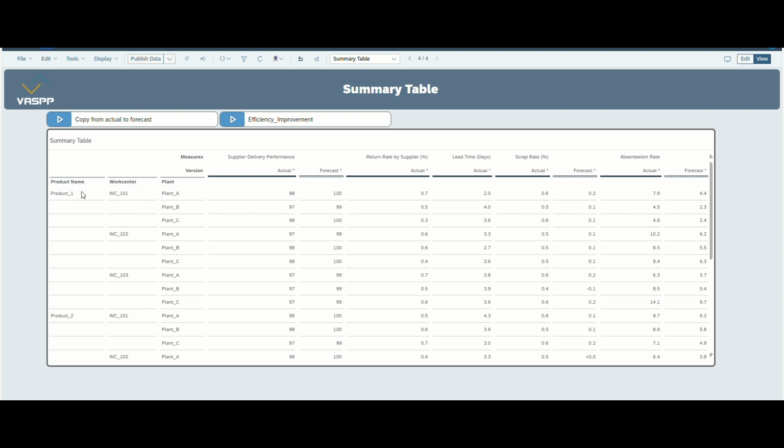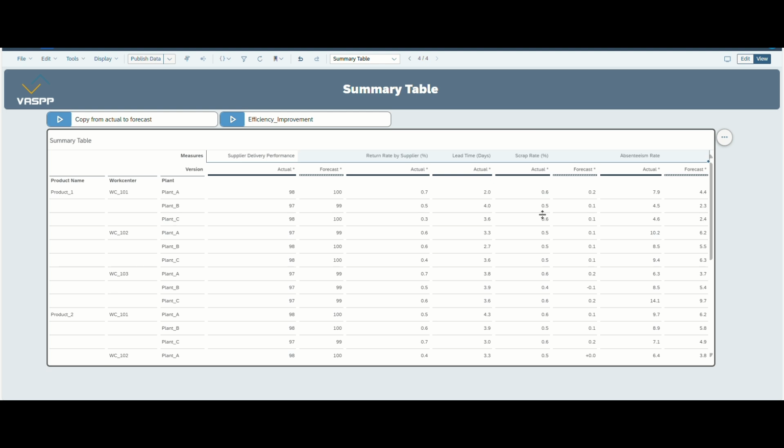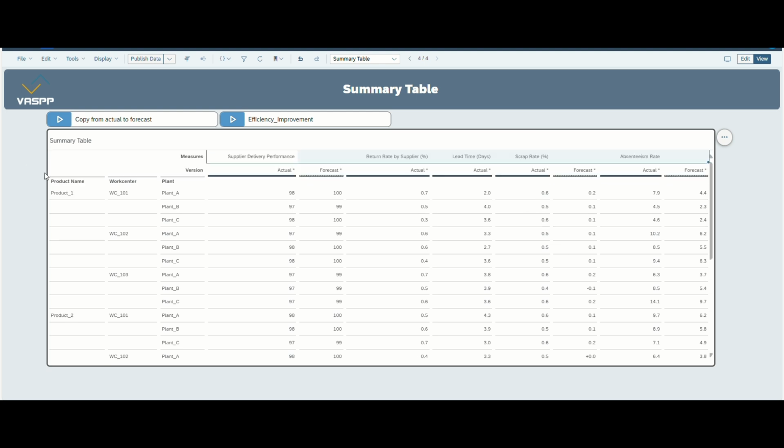This table shows actual performance metrics like supplier delivery rate, return rate, lead time, scrap rate, and absenteeism for each product, work center, and plant. The copy from actual to forecast action allows us to take these real performance numbers and use them as the base for a forecast, ensuring realistic planning.